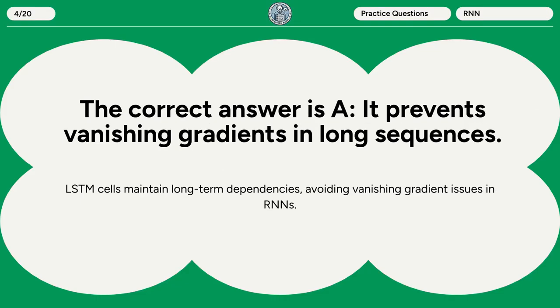The correct answer is A. It prevents vanishing gradients in long sequences. LSTM cells maintain long-term dependencies, avoiding vanishing gradient issues in RNNs.